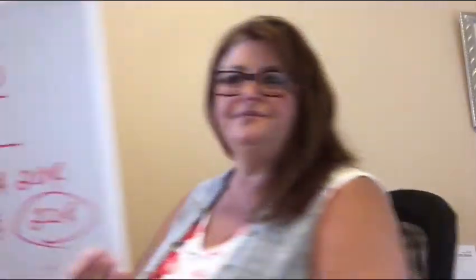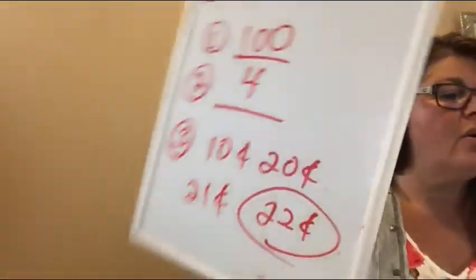Right, Noah. 4 quarters equals a dollar. 10 dimes equals a dollar. 20 nickels equals $1. 20 nickels. Okay. And let's go on to the bottom of the page, number 4.